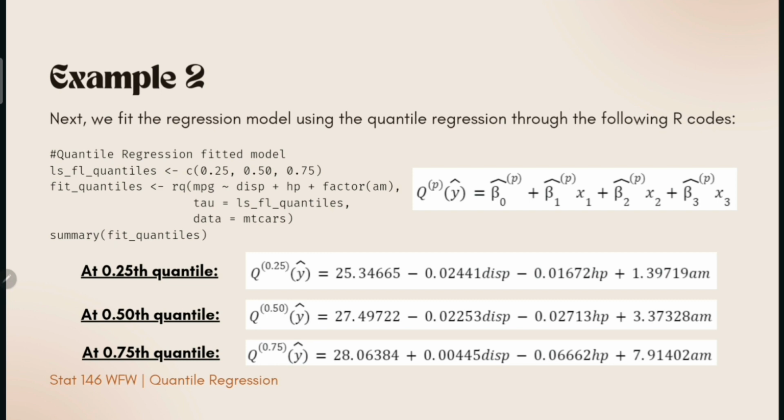Since may 32 observations lang yung mtcars dataset, we still have a small n, so gaya sa first example, yung summary function uses SE equals rank, and this returns yung lower bounds and upper bounds or yung confidence interval ng ating coefficients.